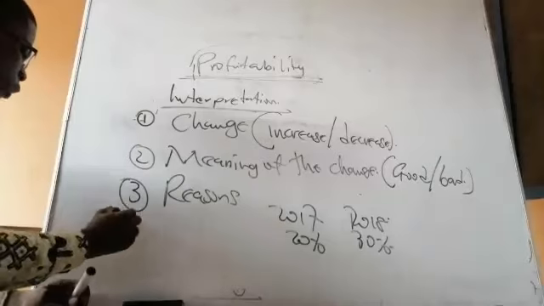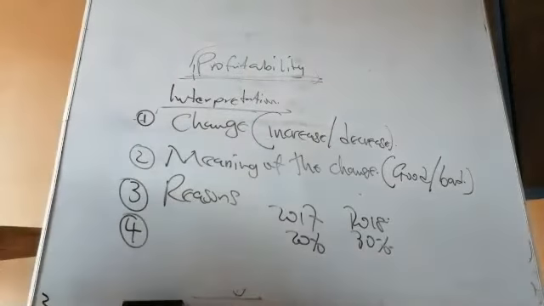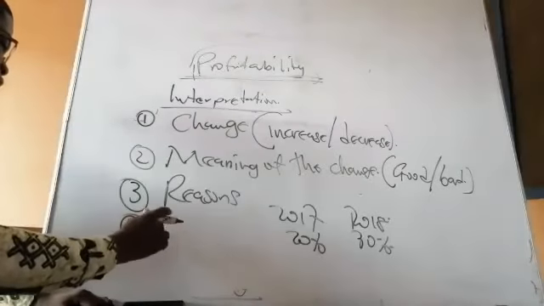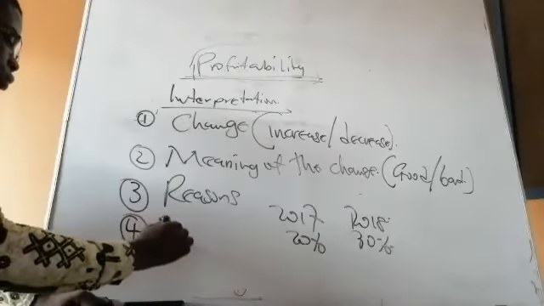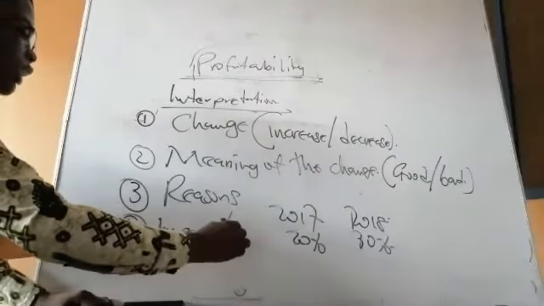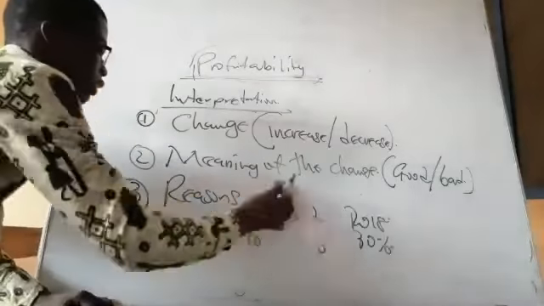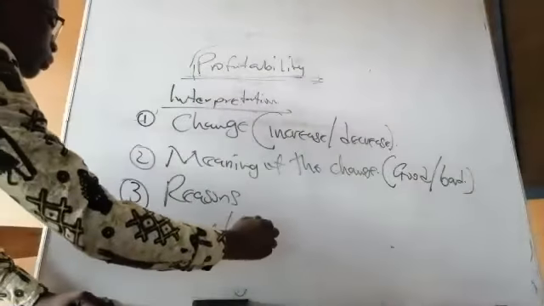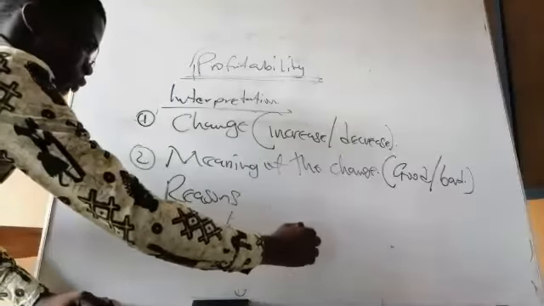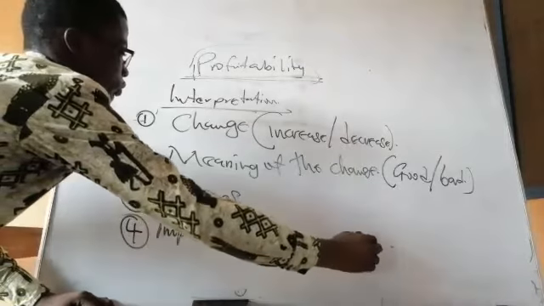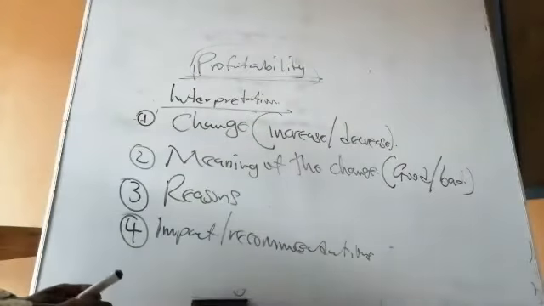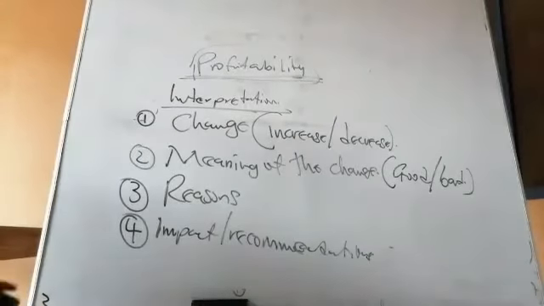Then item number 4 that you have to tell us is the impact or recommendation. Impact or recommendation. So if ROCE has increased, what will be the impact on the other section? What will be the impact on liquidity? Will you have impact on liquidity or profitability?